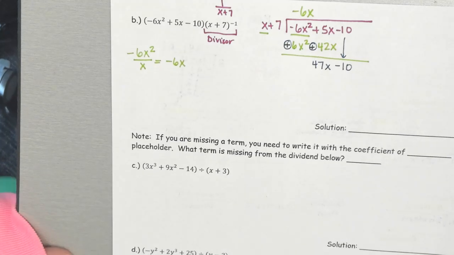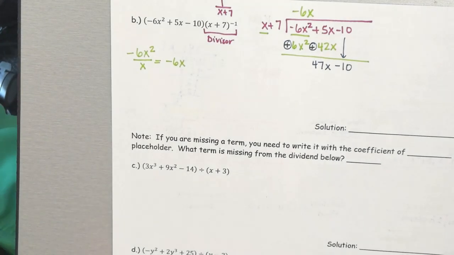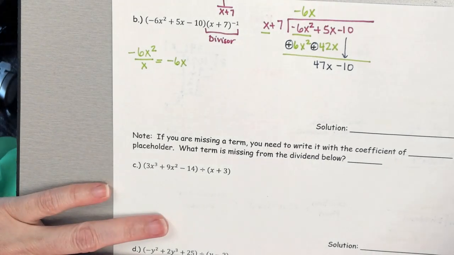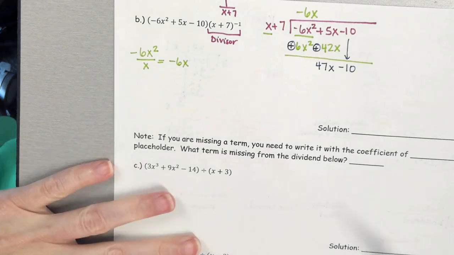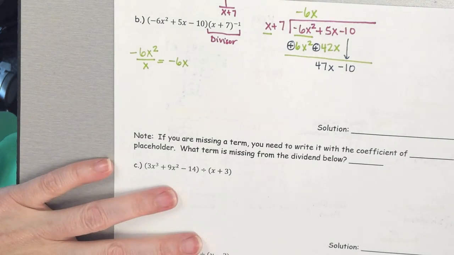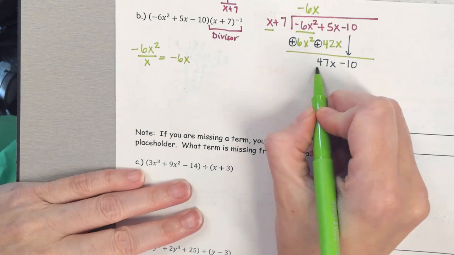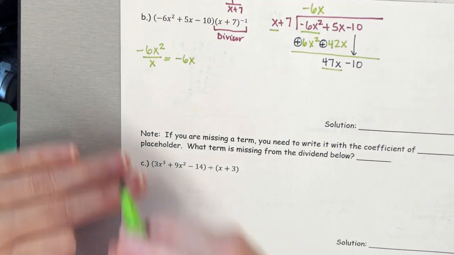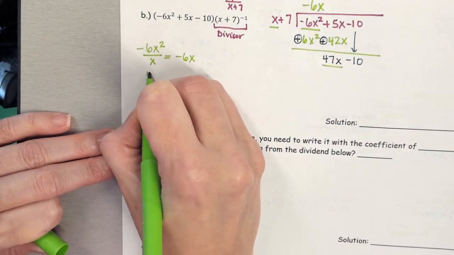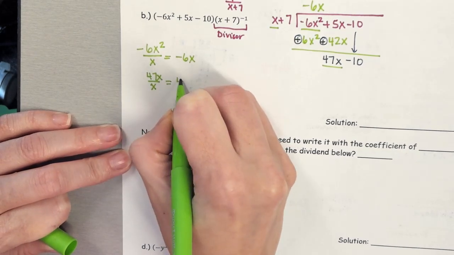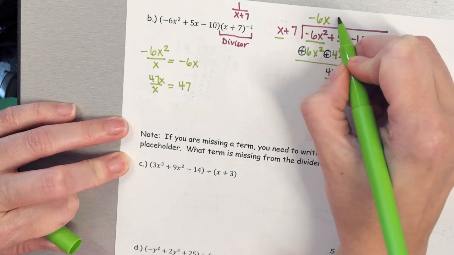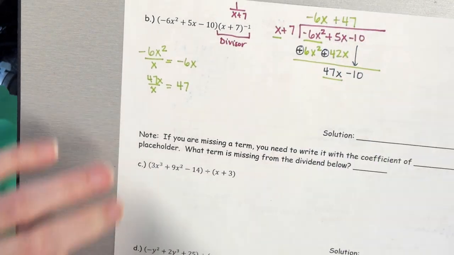So you know that you are done when your remainder has a lesser degree than your divisor. Okay, and we'll write that down in a second as a reminder. So if you have 47x, okay, you can just divide. 47x divided by x is 47. So we're going to put plus 47 here.